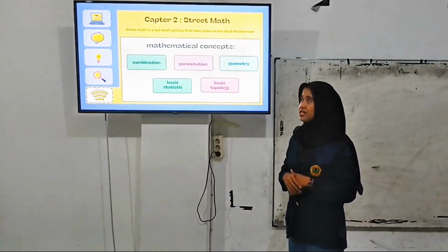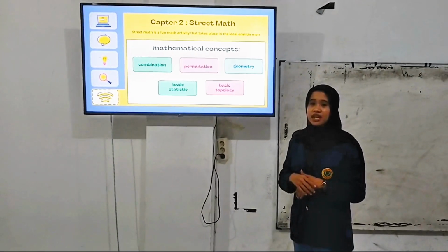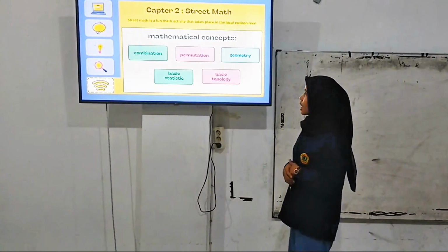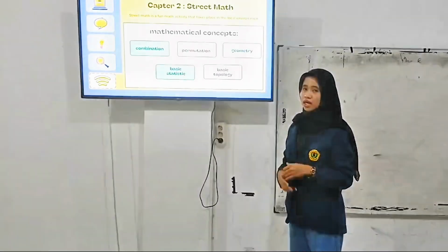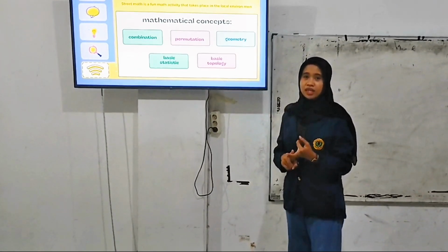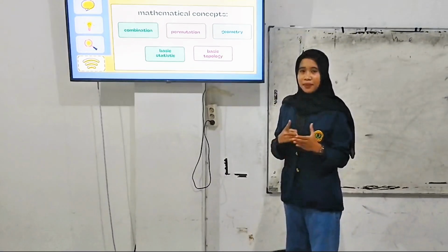Now we are going to chapter 2 about street math. Street math is a fun math activity that takes place in the local environment. And the mathematical concepts are combination, permutation, geometry, basic statistics, and basic topology.